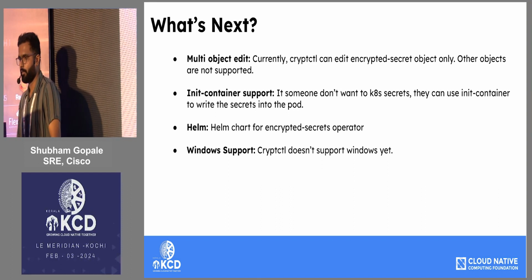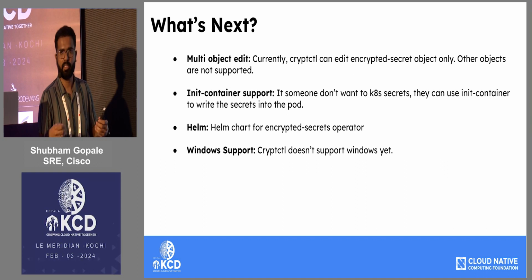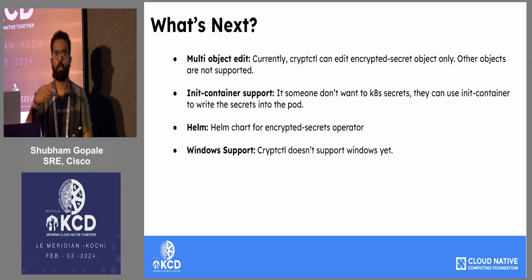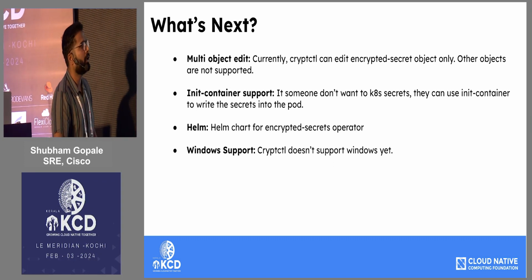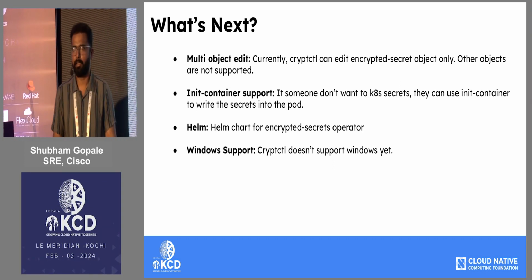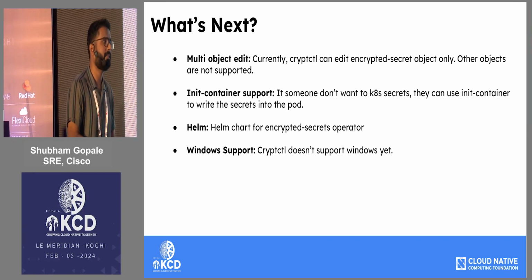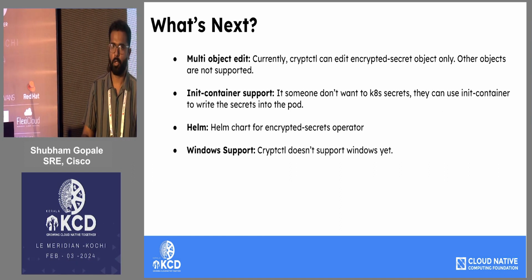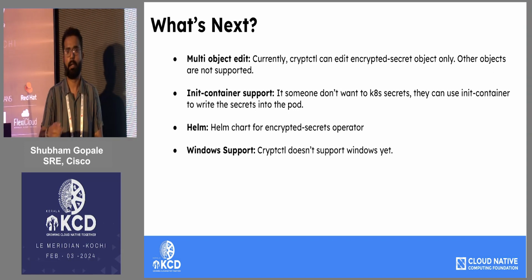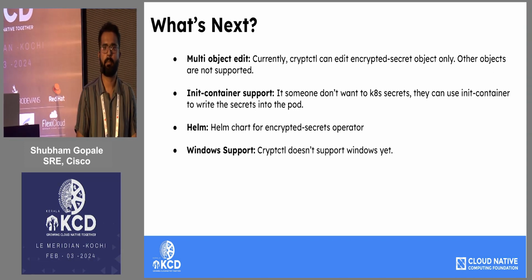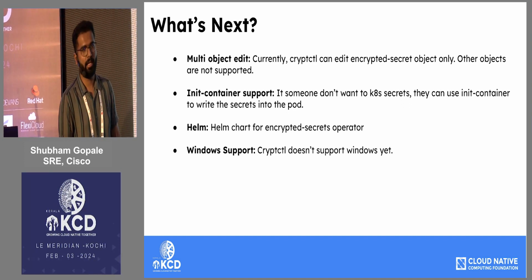I'm working on a feature where it will be able to render all the objects irrespective of what the object is. Basically, you can have all your objects in a single YML. Init container support. Now, there is a debate about whether Kubernetes base64 encoded secrets are safe or not. They are basically safe, provided you have proper RBAC in place. If you don't, anyone can come in and access the secrets in any namespace, then they are pretty useless, right?